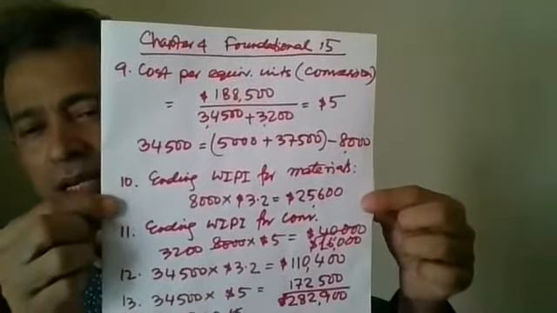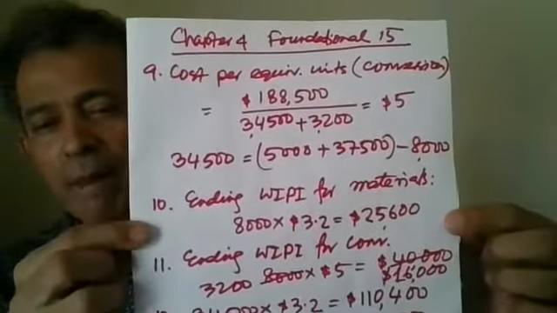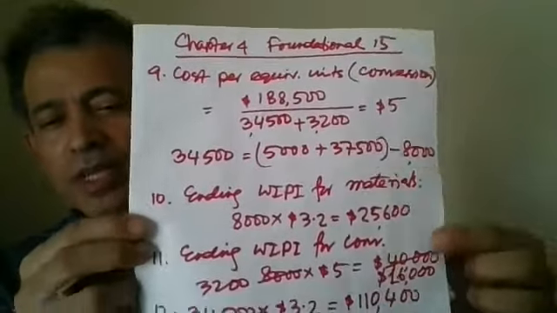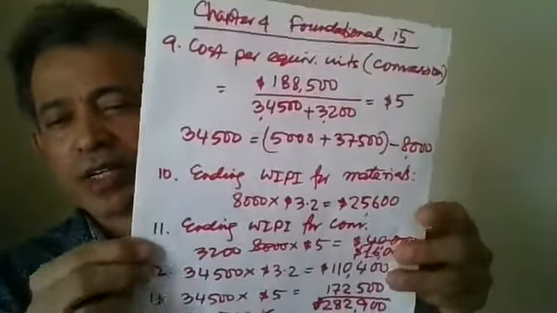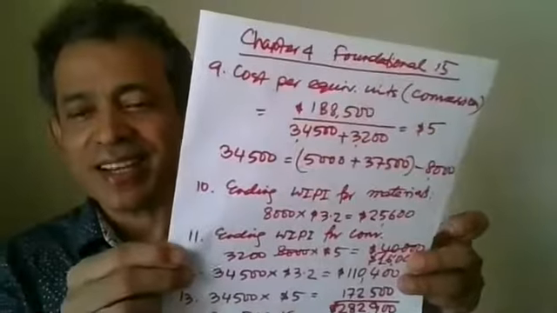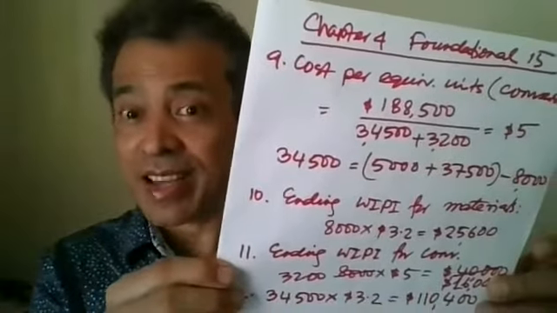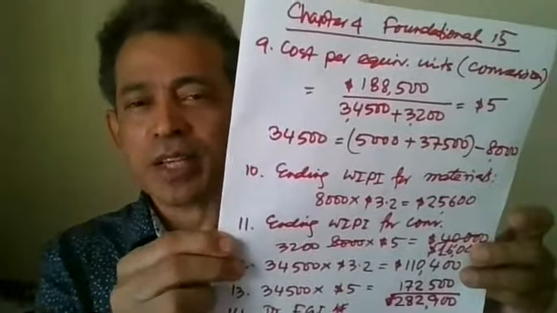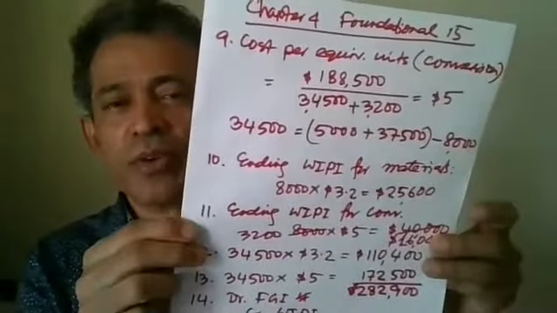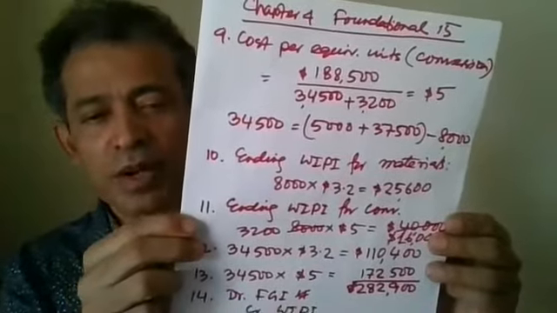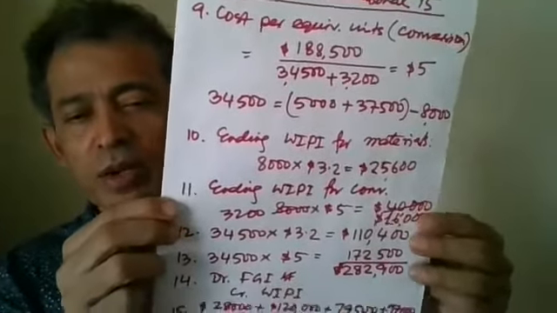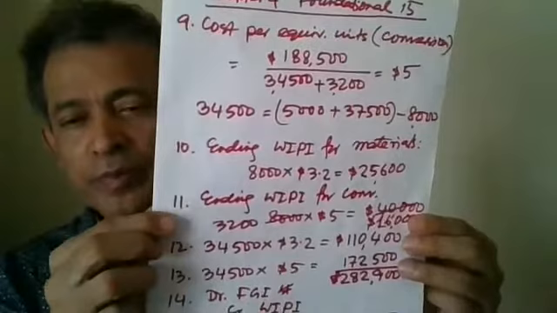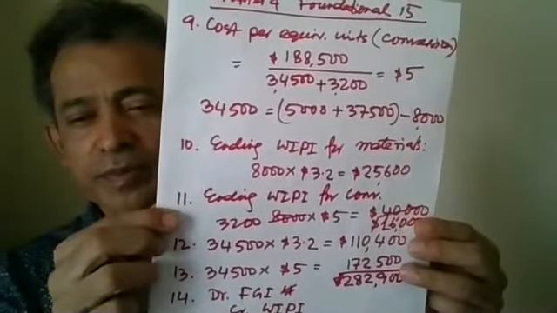Requirement number 10. And what's the same for conversion? How many units are there? 3,200. Yes, it is 8,000, but they are not complete, only 40% complete. So 8,000 times 40%, we already know that's 3,200, times the $5. $5 is the unit cost. So 11 is 3,200 times 5.